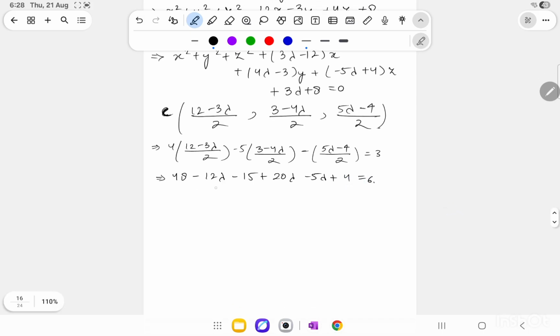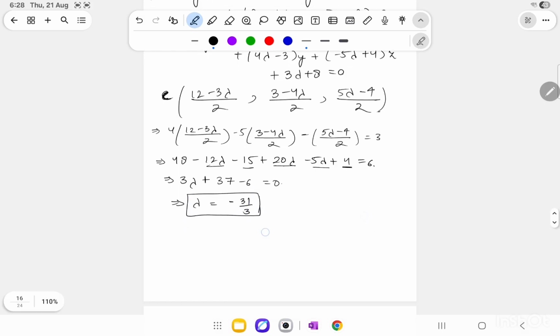So on further simplifying it, I'll get 20 minus 5, 15, 15 minus 12, 3 lambda, and 15 plus 4 minus 11, 48 minus 11 is basically 37 minus 6 equals 0. So from here I got my lambda is minus 31 by 3.